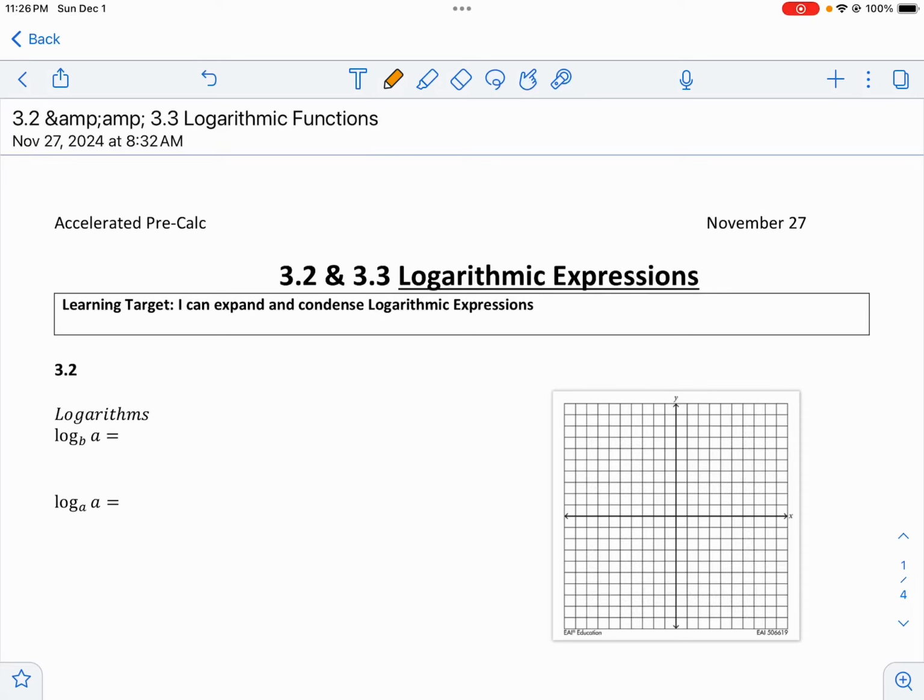3.3 logarithm expressions. So log is just another way to write exponents. It has its uses in the future, but for now, just a very basic introduction to logs. The reason I put 2.2 and 2.3 together is because 2.2 has a lot of, 3.2 has a lot of graphs. It's not that important. It really isn't. I'll talk real quick about that in a second.